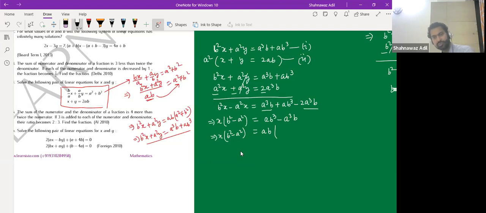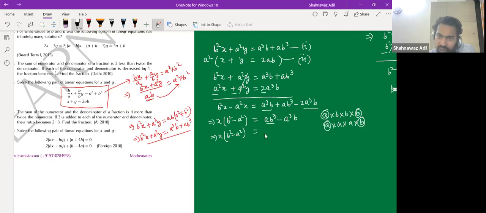No, but a cube and b cube are also common, right? So if I take a cube common, do we have any a cube term in here? This is a into b into b into b. This is a into a into b. So what is common in both the terms? A is common, and b is common. So we have only ab common, right?